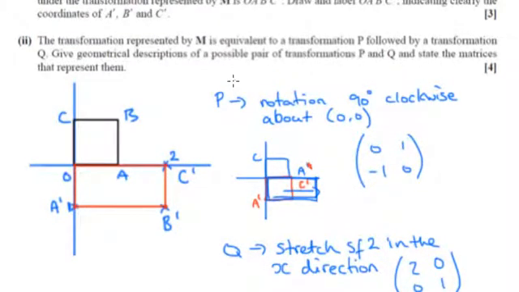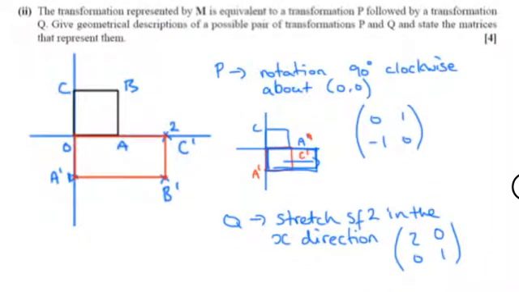It says give descriptions of the possible pair of transformations. So that's what I've got here: rotation 90 degrees clockwise about 0, 0, and stretch scale factor 2 in the x direction, and state the matrices which represent them. So I've got all of that.